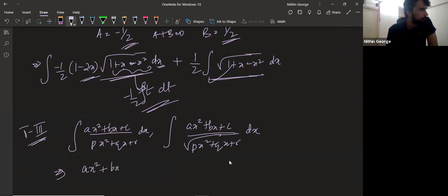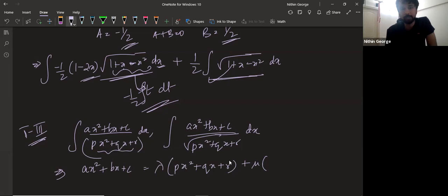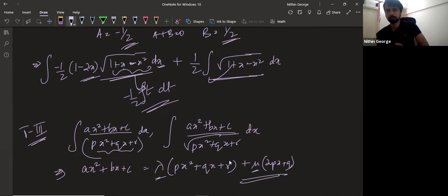Ax square plus bx plus c, you will write in terms of some lambda into this part, px square plus qx plus r, plus mu into its differentiated part, which will be 2px plus q. You write it in this form. You find values for lambda and mu by equating the coefficients.